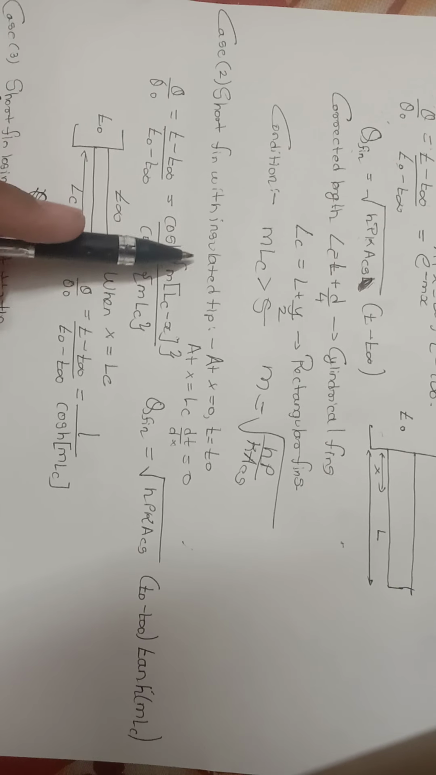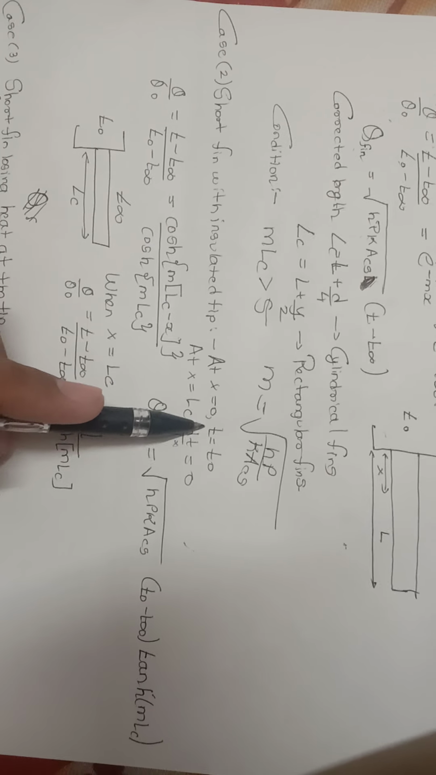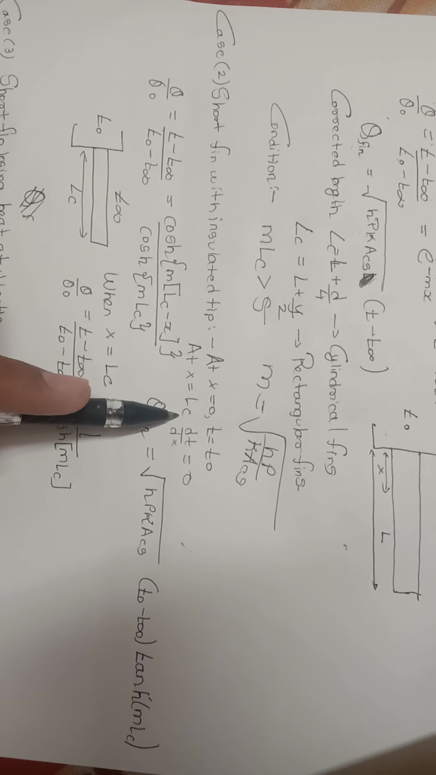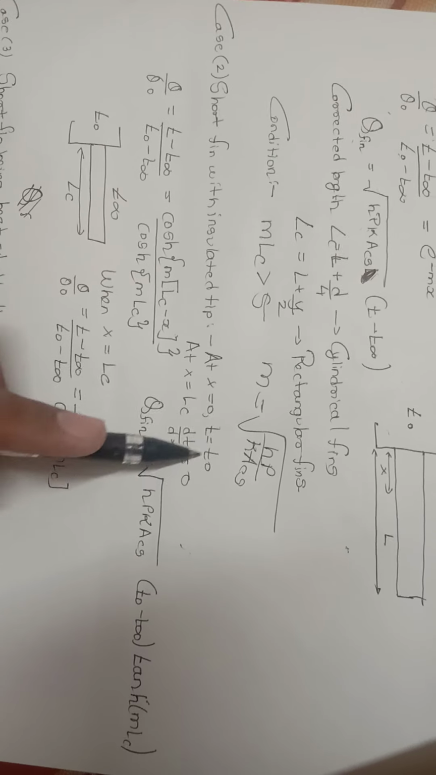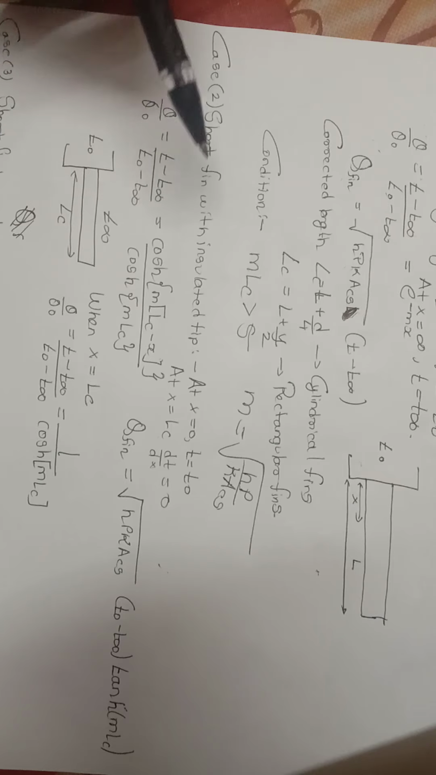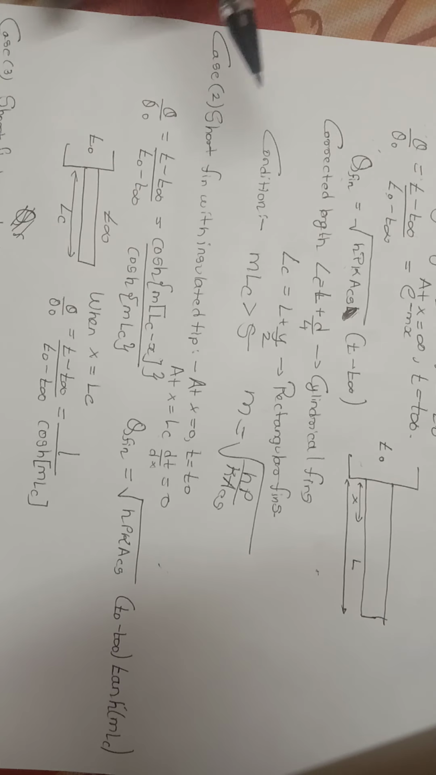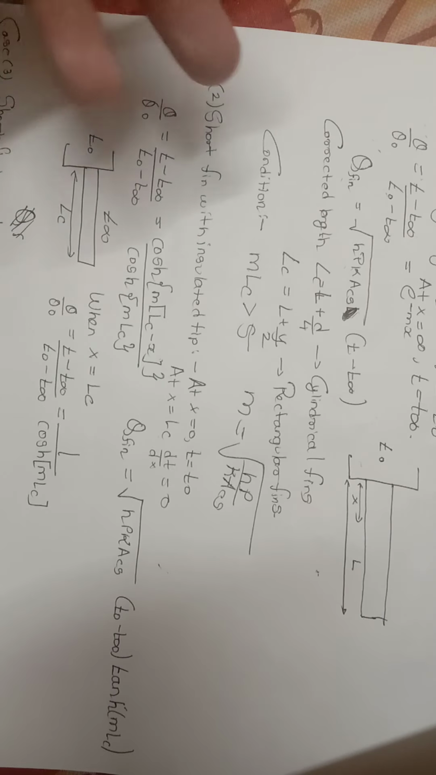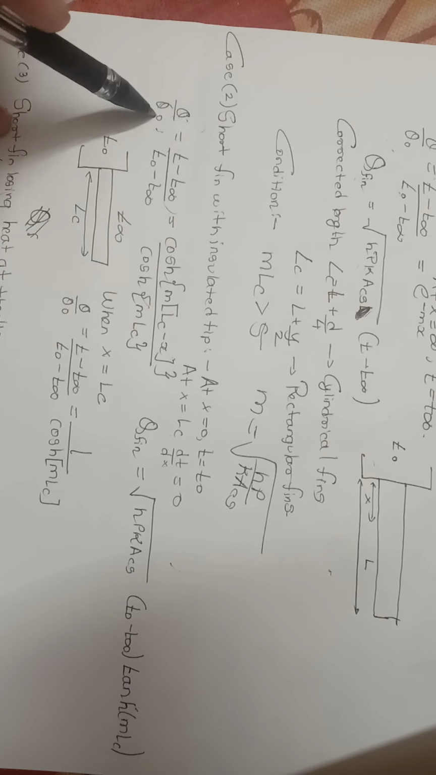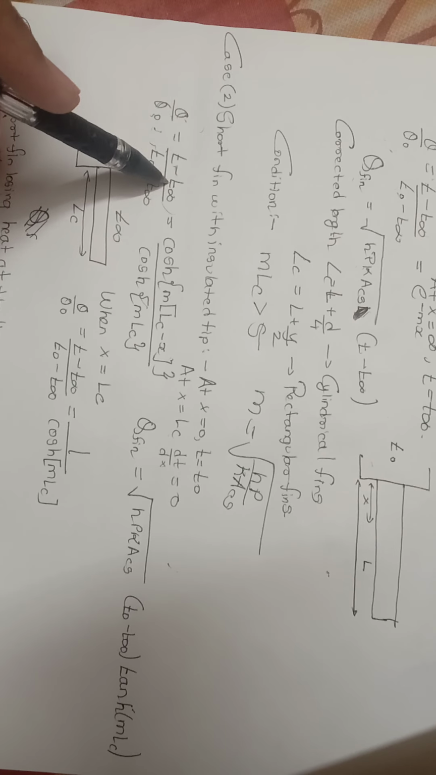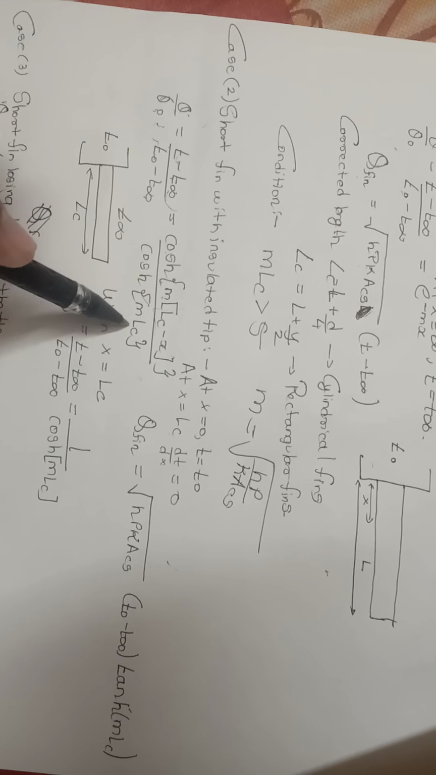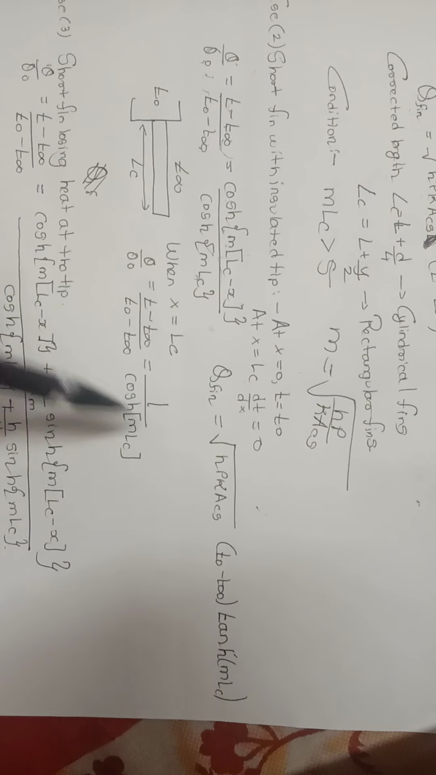Now next, short fin with insulated tip. At x equal to 0, T is equal to T naught. At x equal to LC, that is the corrected characteristic length, dT by dx equals 0. See, these formulas you have to remember, there is no other choice. Even if I derive and show how this formula came, you have to remember it by hook or crook. So theta by theta naught, that is (T minus T infinity) upon (T naught minus T infinity), is cosh m(LC minus x) upon cosh mLC. You just have to see this.